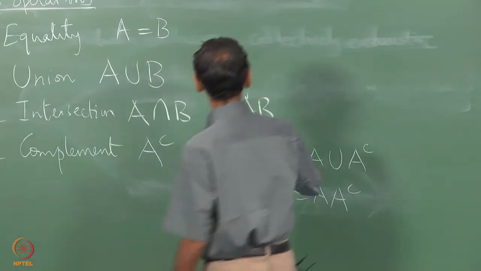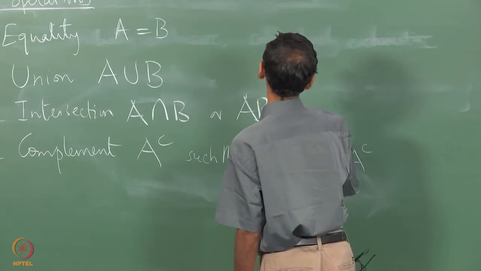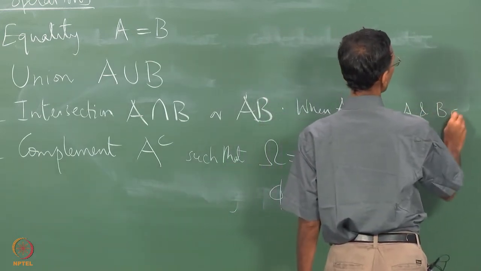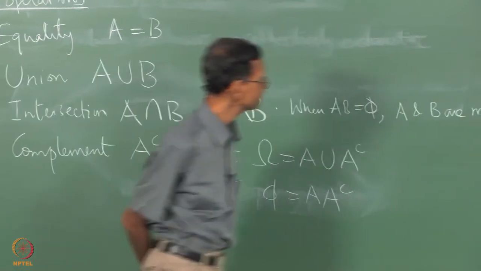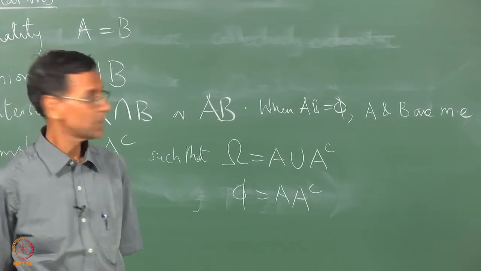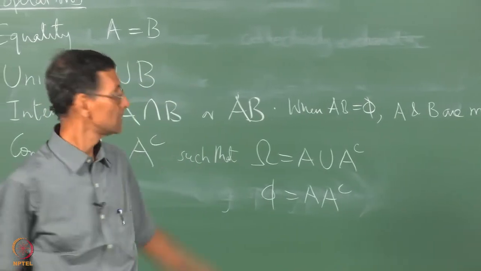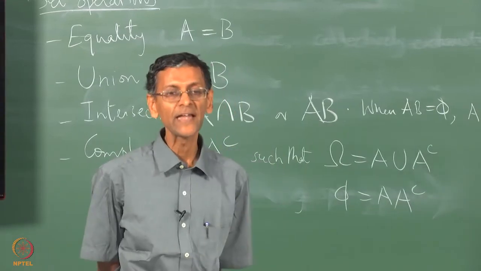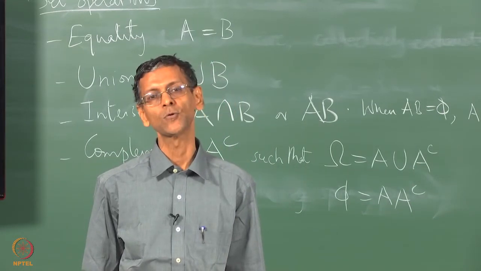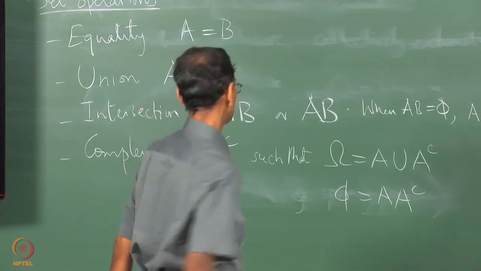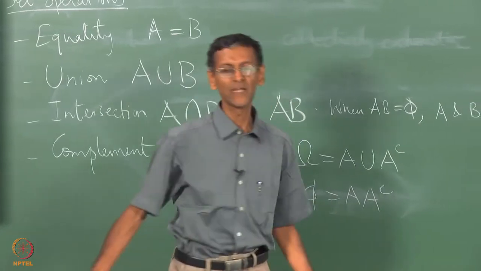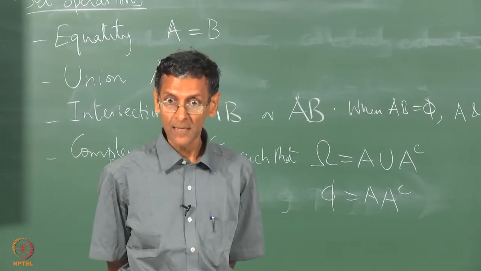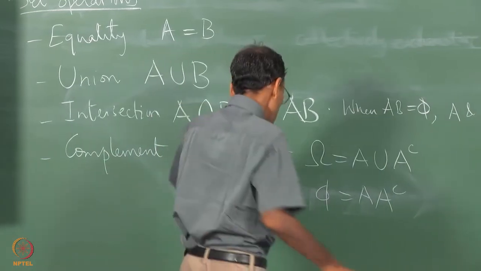So when do you say that AB is phi? When AB equals phi, then A and B are said to be mutually exclusive. So we will not use the word disjoint, we will use the word, as I have already said, mutually exclusive. Then complement, whatever is not in A. If you define A, whatever is in omega but not in A. Everything is with respect to omega, remember, capital omega. So clearly A and A complement intersection has to be the empty set phi, and the union, A union A complement, is omega itself.